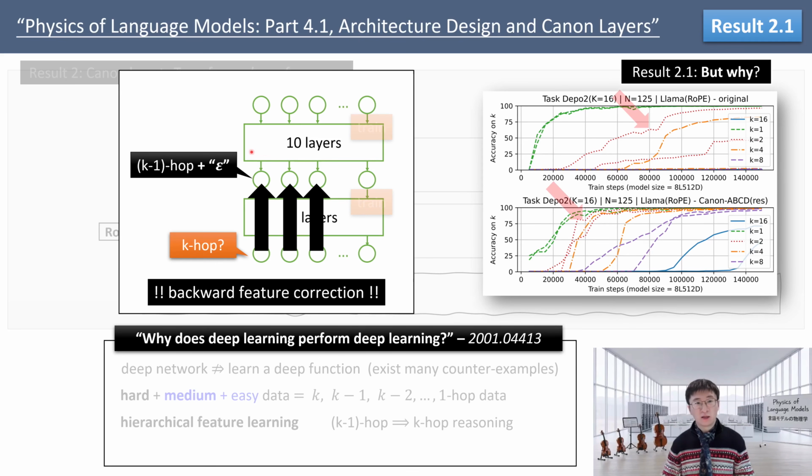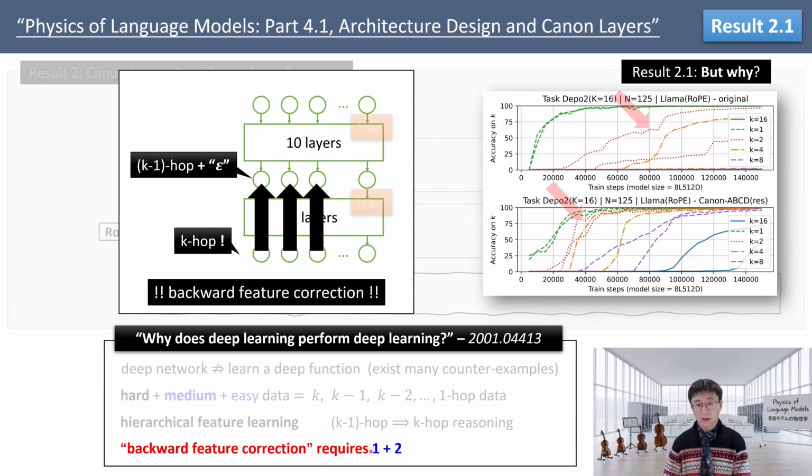So after, for instance, the first ten layers overfit the task of k-1 hop reasoning, now suppose you train all the layers together. This gives you an opportunity to backwardly fix the intermediate features to start to include such useful epsilon. And only after doing that, can you do k-hop reasoning. So this kind of what we call backward feature correction is at the heart, at the core of how deep learning can do this hierarchical feature learning.